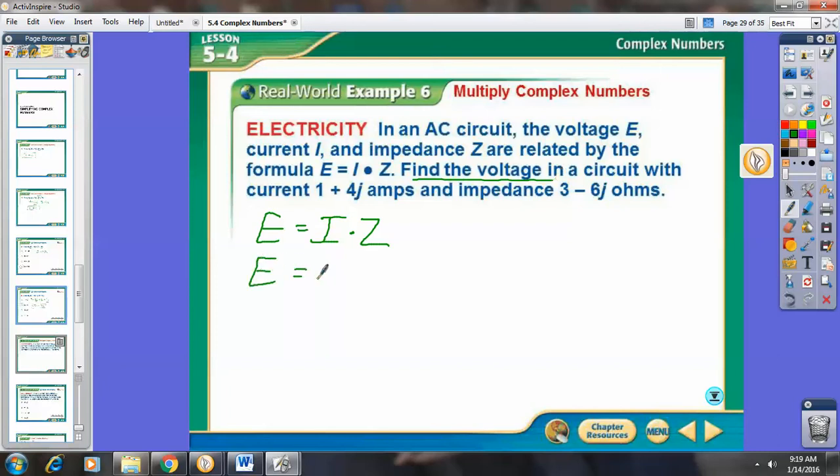They give us the value for I, 3 minus 6j, so let's put 3 minus 6j in for I. Actually, you have to go backwards. Impedance is going to be Z. You're right, I did get those backwards, so we can flip it around. It really is going to give us the same answer, but to make it right, let's flip it around.